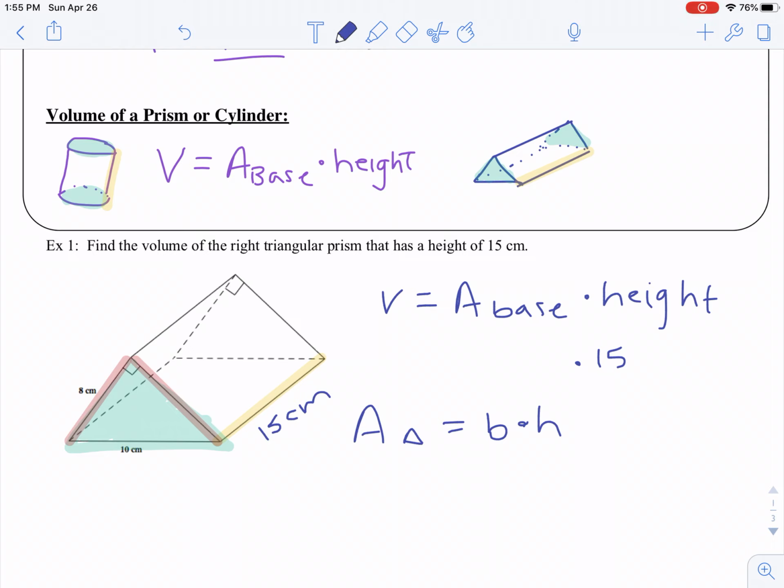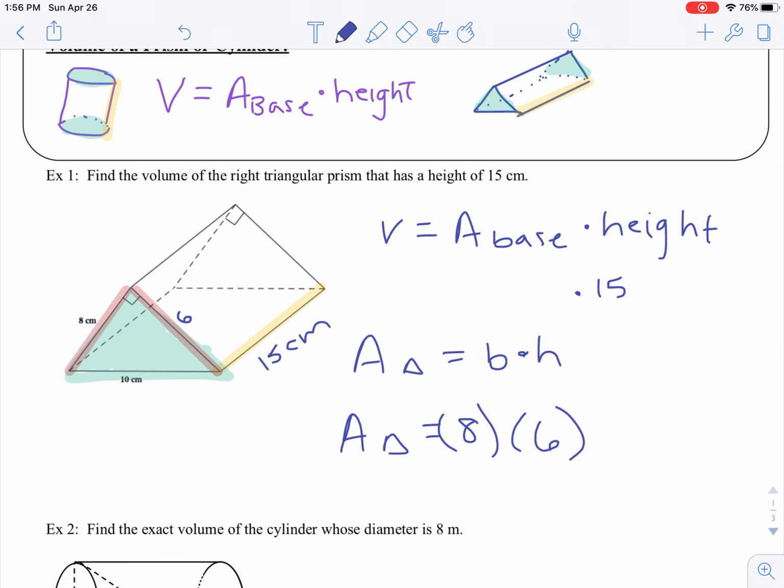Now, I do need to find that height of the triangle because they didn't give it to us, but I notice I have a triple here. So that's 6, 8, 10. Okay? So when I find the area of that triangle, my base can be 8 and my height can be 6 because they are two sides of the triangle that are perpendicular to each other.